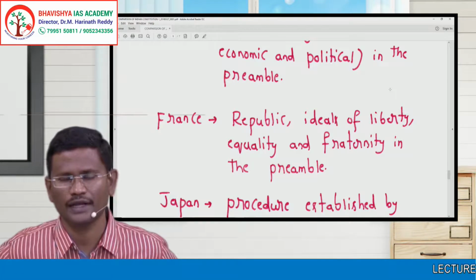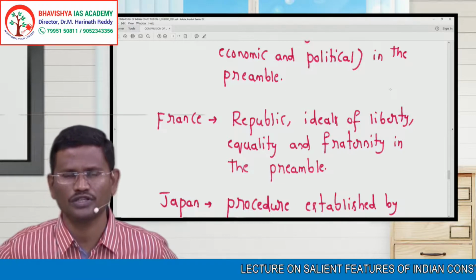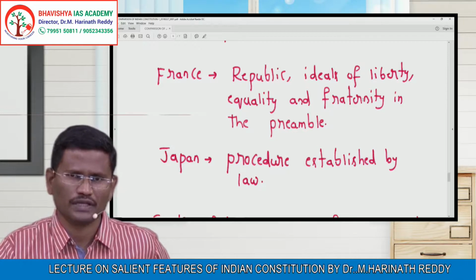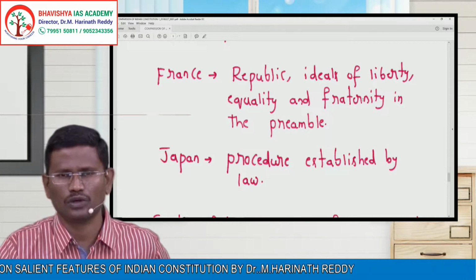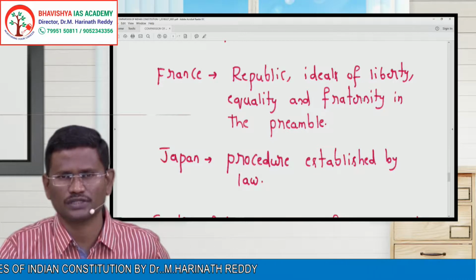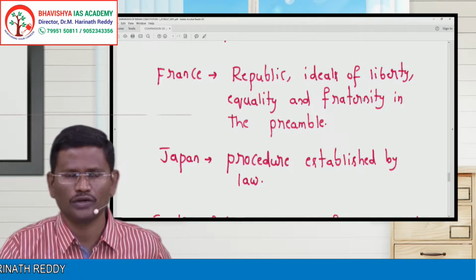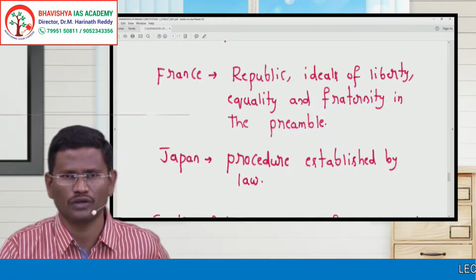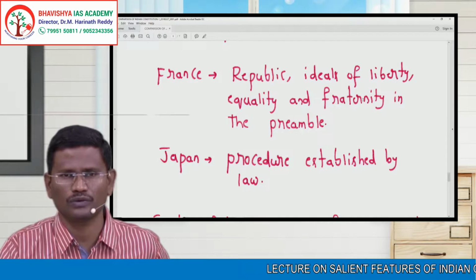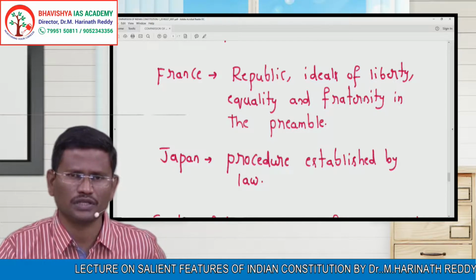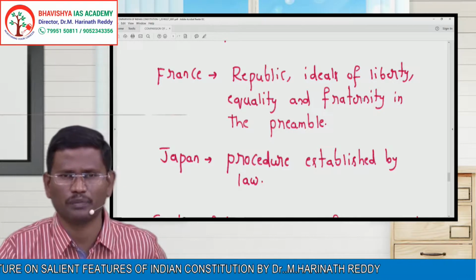So the idea of liberty, equality and fraternity, which finds a mention in the Indian preamble, is borrowed from the Constitution of France. Then, procedure established by law. There are two concepts called due process of law and procedure established by law. The American Constitution is based on due process of law. Under due process of law, the judiciary is very powerful. Under procedure established by law, the judiciary enjoys less powers compared to due process of law. So the Indian Constitution provided for procedure established by law, and this is borrowed from the Japanese Constitution.